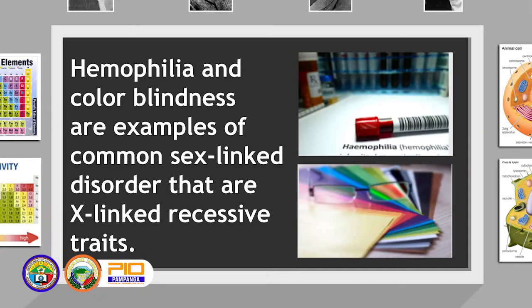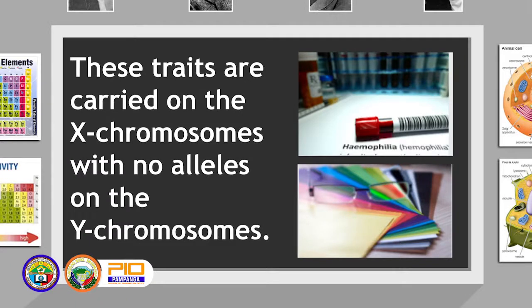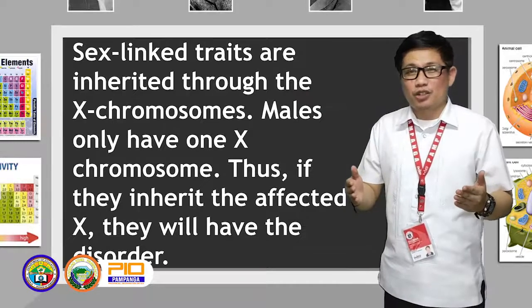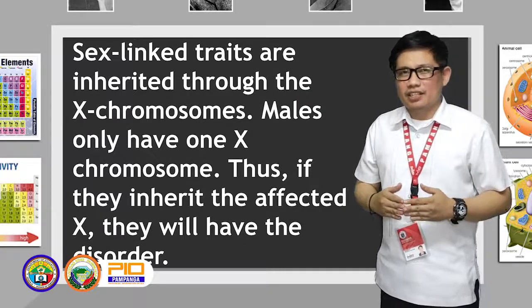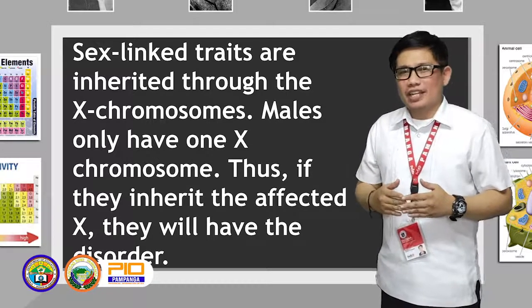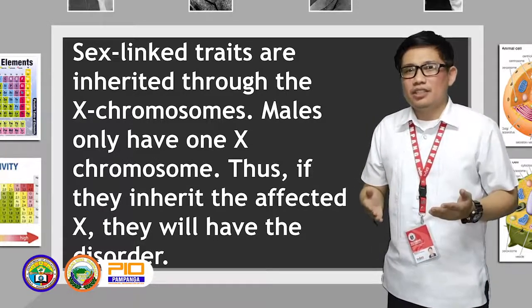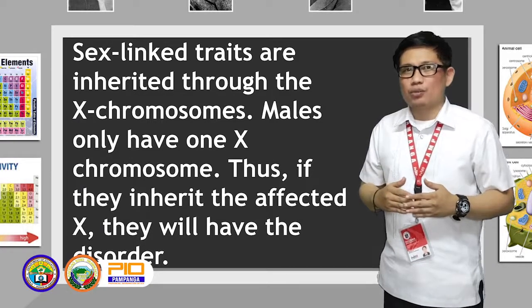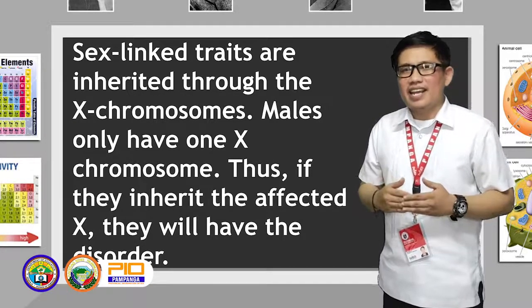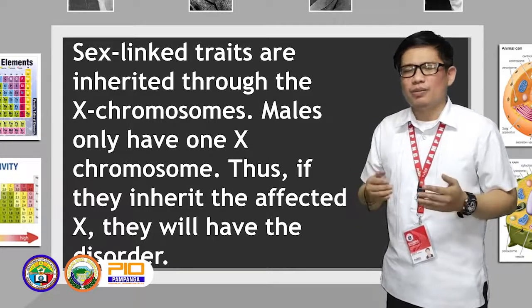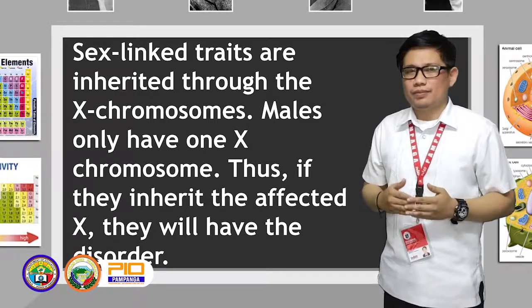Hemophilia and color blindness are examples of common sex-linked disorders that are X-linked recessive traits. These traits are carried on the X chromosomes with no alleles on the Y chromosomes. It is important to note that sex-linked traits are inherited through the X chromosome. Males only have 1 X chromosome, thus, if they inherit the affected X chromosome, they will have the disorder.